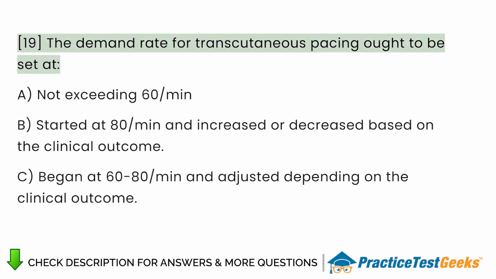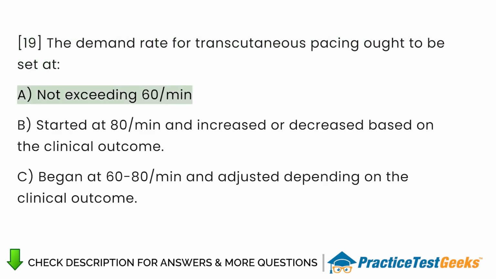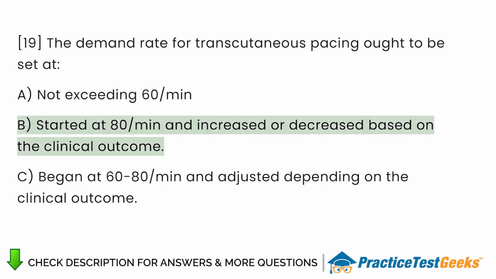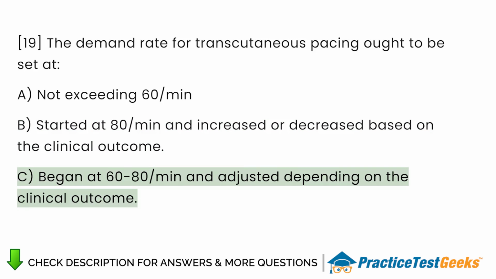The demand rate for transcutaneous pacing ought to be set at A. Not exceeding 60 per minute. B. Started at 80 per minute and increased or decreased based on the clinical outcome. C. Began at 60 to 80 per minute and adjusted depending on the clinical outcome.